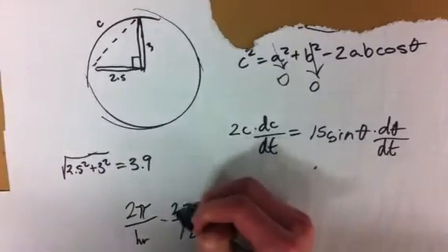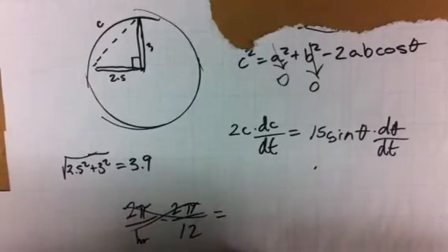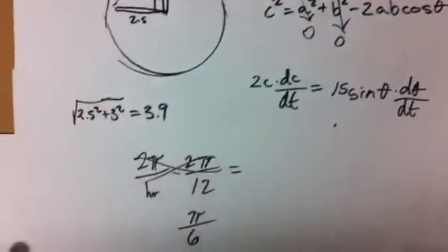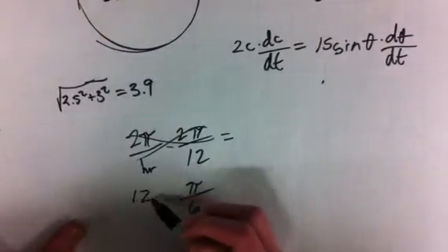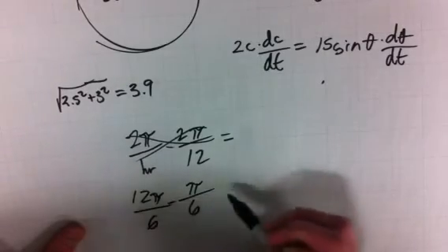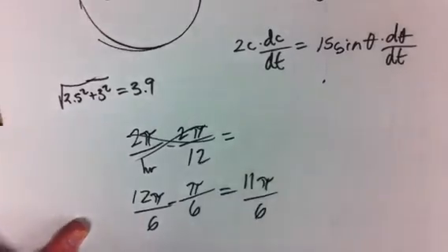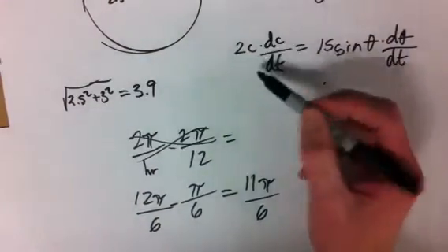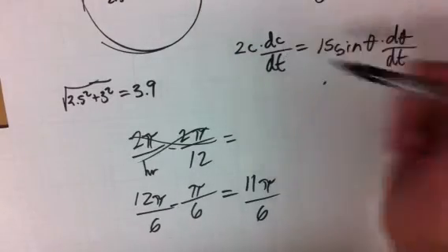Let's simplify this first, so that becomes pi over 6. And this would be then 12 pi over 6. Ends up being 11 pi over 6. And that's the rate of change in c. So we know the length of c at 9 o'clock, and we know the rate of change in c.